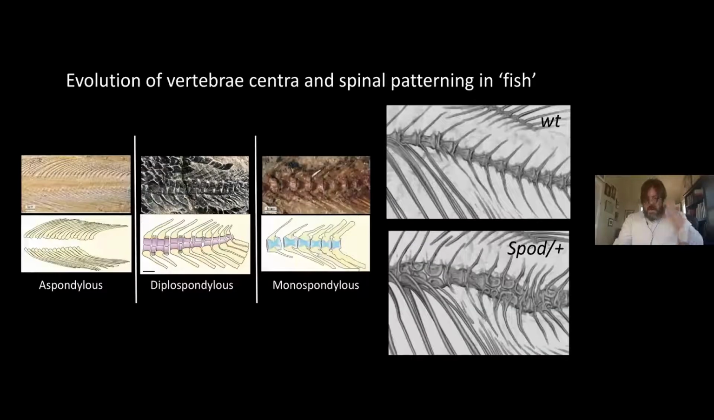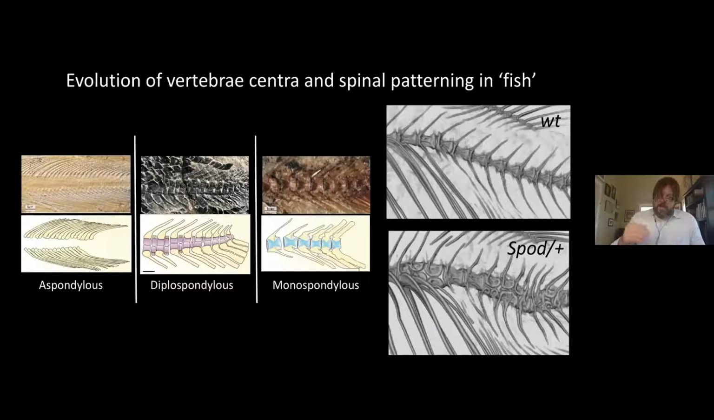Well, if you look back in evolutionary history, this is a progression of fossils of early extinct teleosts, or crown group teleosts, so they weren't teleosts yet. So all teleosts have what is this monospondylous formation of their centra.